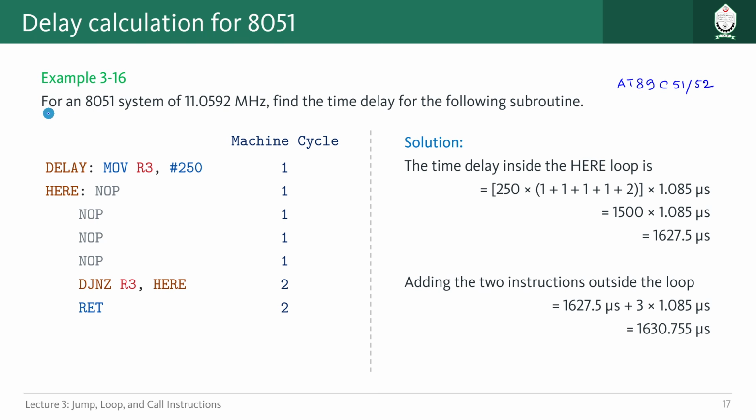So whenever we are saying this one, we can just assume that 12 clock pulses is equal to 1 machine cycle. Whatever we have discussed so far is based on the same type of systems. Okay, so here let us look at another problem.